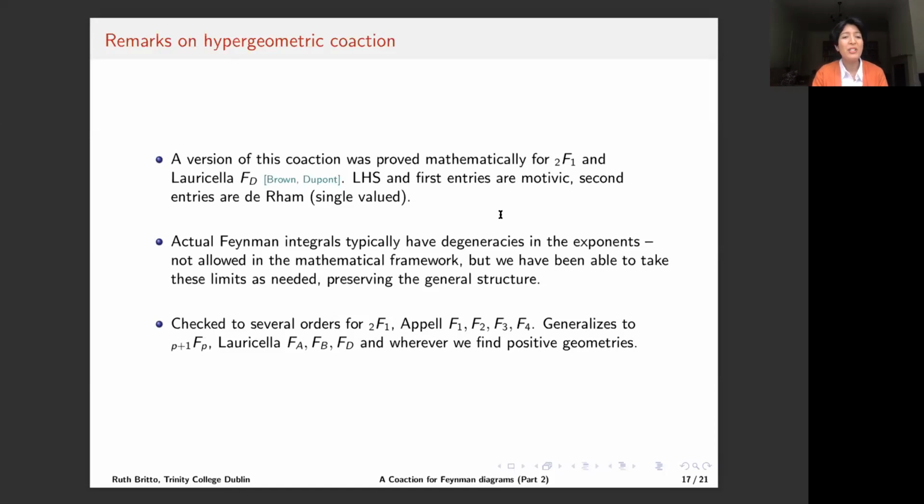Another small note is if you're working with actual Feynman integrals and the hypergeometric functions they involve, they typically have some kind of degeneracies in the exponents.